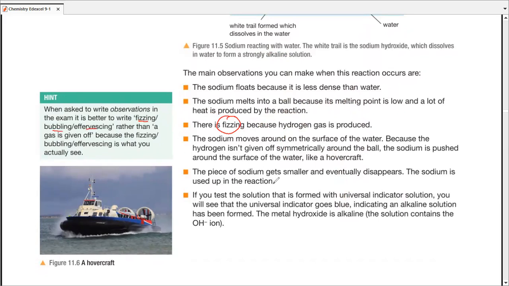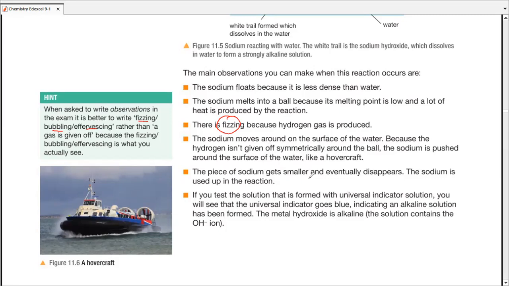So it's really up to you what you actually see. Fizz is the word that we use for the sound we hear. Bubbling, however, is actually what we can see in the water. Sodium moves around on the surface of water because the hydrogen isn't given off symmetrically around the ball, so sodium is pushed around on the surface of water. It works like a hovercraft, so here and there it moves randomly.